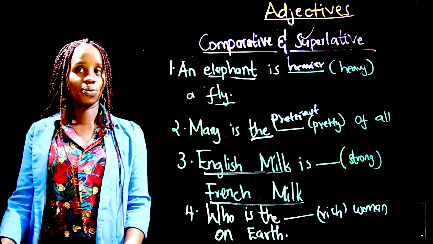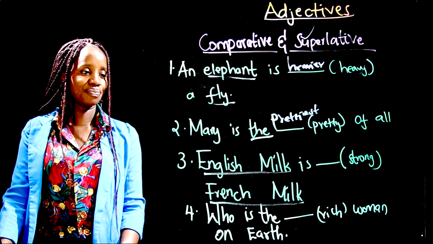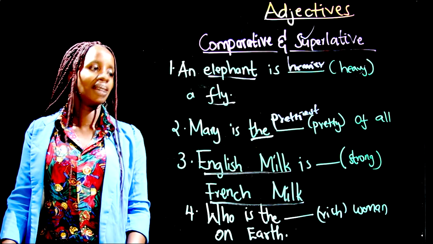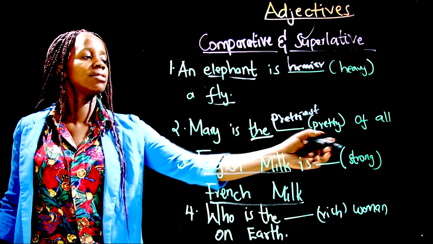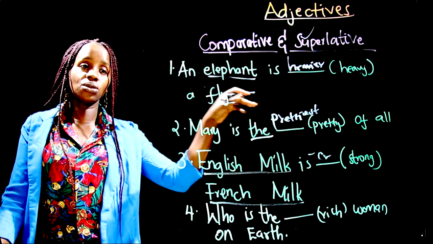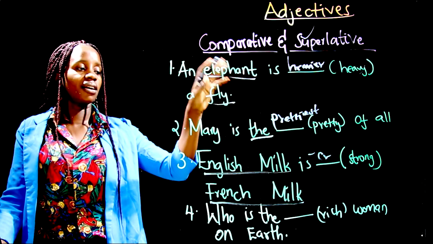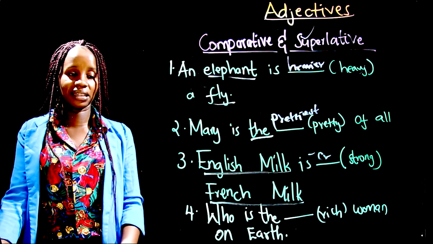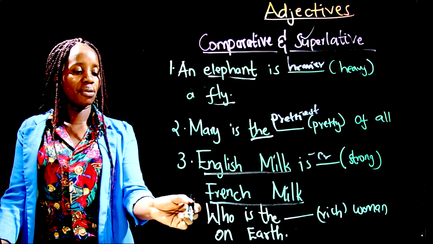Okay, so which one do you think is the answer here? English milk is stronger. Okay, stronger. So this one, you'll just add the ER. Is stronger than, you also have to add than. English milk is stronger than French milk. Okay. Number 4.